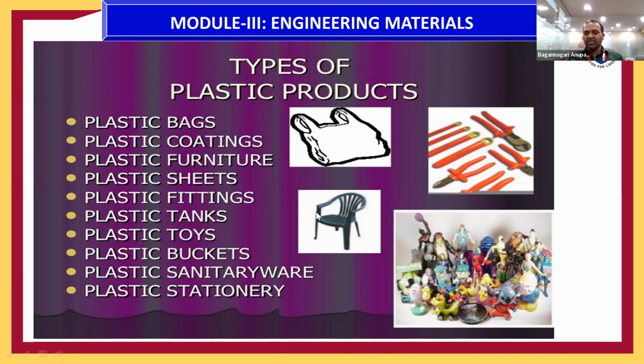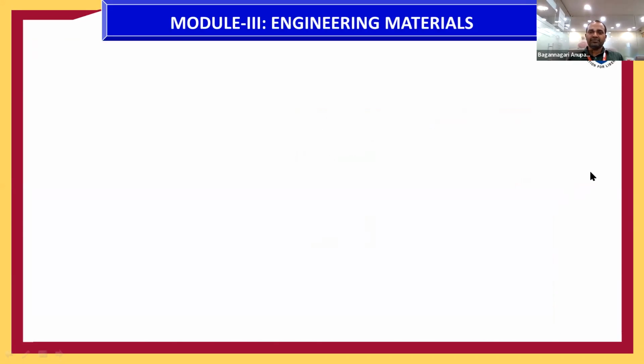And you see plastic sheets, furniture, toys, plastic buckets. Most important is the plastic bucket or mugs. All of that is made of plastic, made of polyethylene. Okay, these all are plastic products. The types of plastic products are plastic bags, plastic coatings, plastic furniture, plastic sheets, plastic fittings, plastic tanks, plastic toys, plastic buckets, and sanitary ware. So these are the types of plastic products.